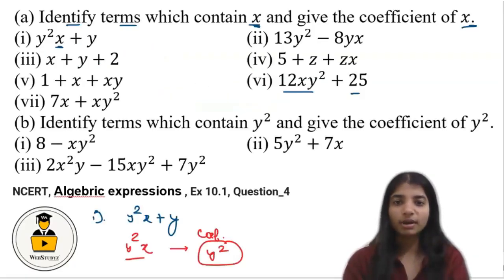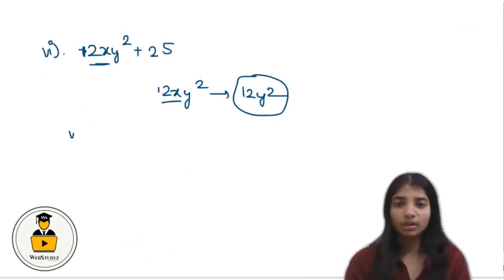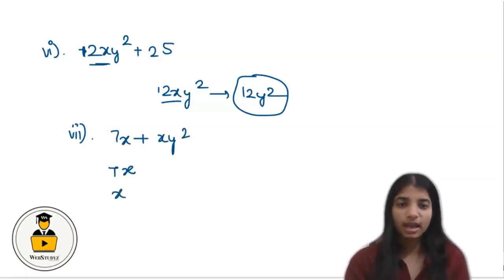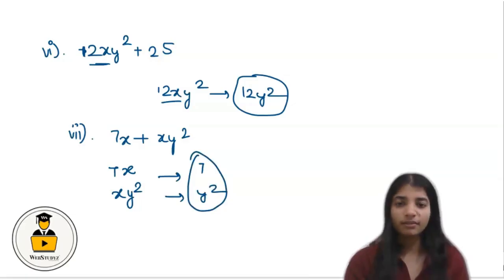Now we are considering part 7, which is 7x plus x y raised to the power 2. There are two terms which contain x. One is 7x and the other is x y raised to the power 2. The coefficient for 7x is 7, and the coefficient of x y raised to the power 2 is y raised to the power 2. So this is the answer to part 7.